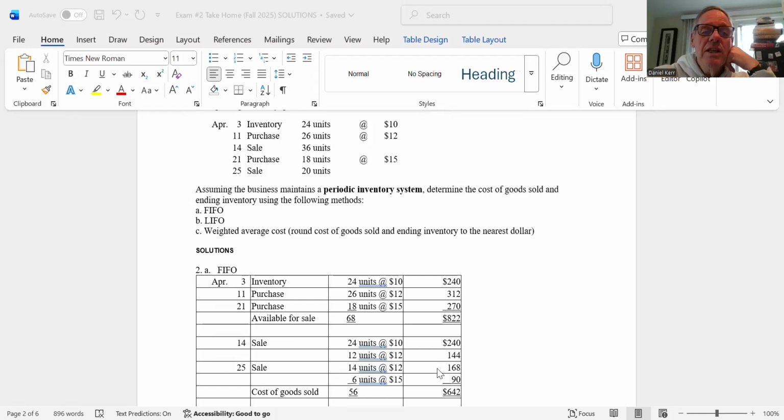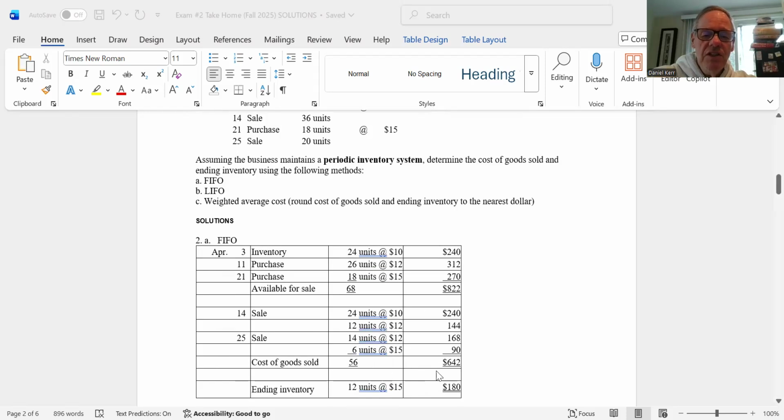Okay, and then on the 25th, you had another sale of 20 units. So for the other sale of 20 units, you've only got 14 units available at the 12. So then what you have to do is start to get into the next level there, which is at 15. So you got 6 units at 15. All right, so there's your cost of goods sold, 56 units and 642. And then the units that are available for sale, you're going to have 12 units at $15, which is 180.